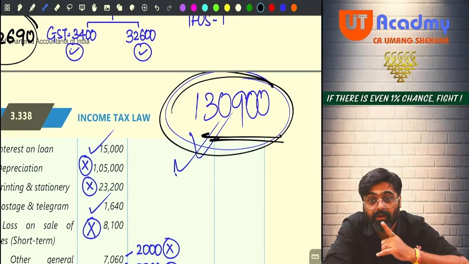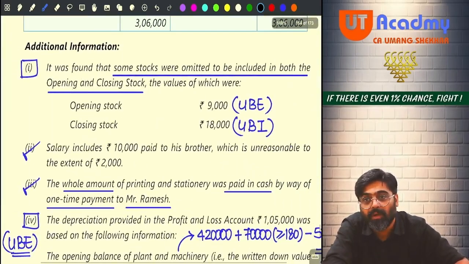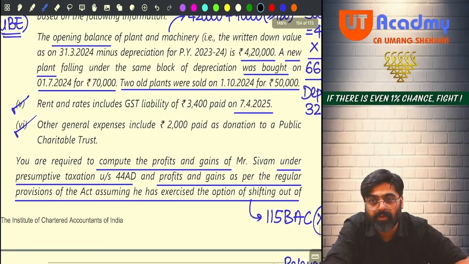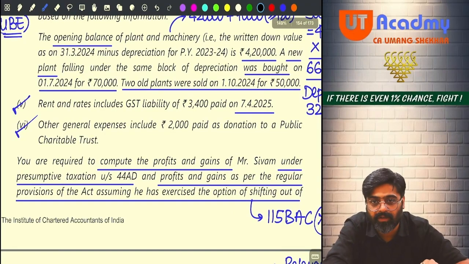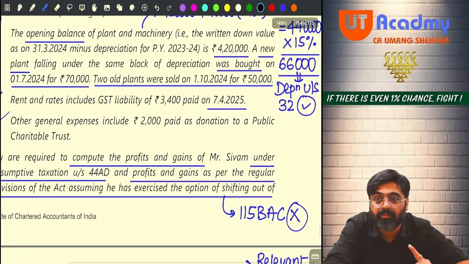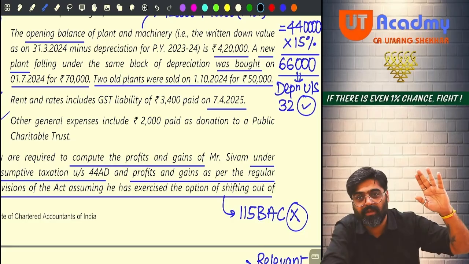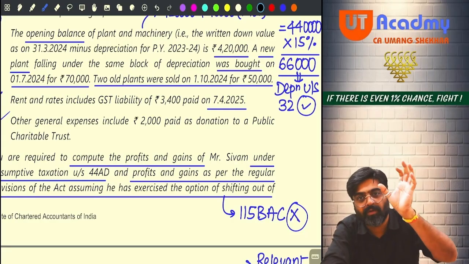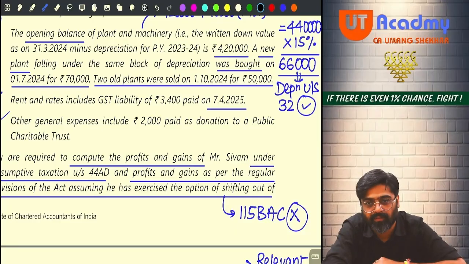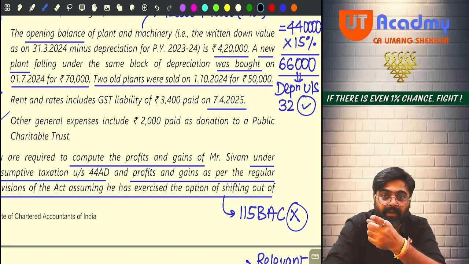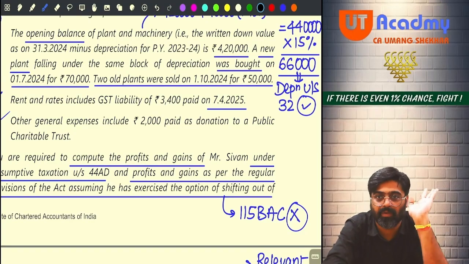Got it, sir? In the question, they are telling you to compute what? Compute PGBP under presumptive taxation, which we have just now calculated as 6,72,000 something, and also compute the profit as per regular provisions, which we calculated last lecture. Assuming he has exercised the option of opting out. See, even if you opt out from 115BAC or you don't opt out, the 44AD provisions remain the same. There is no change in that. Got it, sir? Should I move ahead? This is the one question which we were supposed to complete, which we did not complete yesterday. We completed it today.